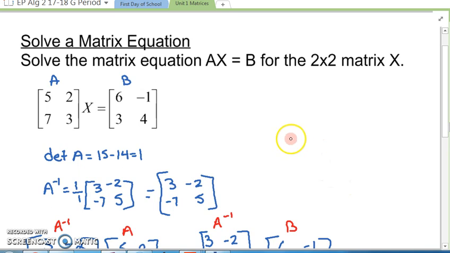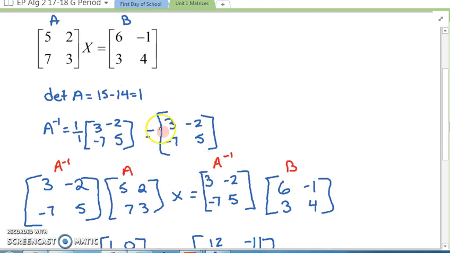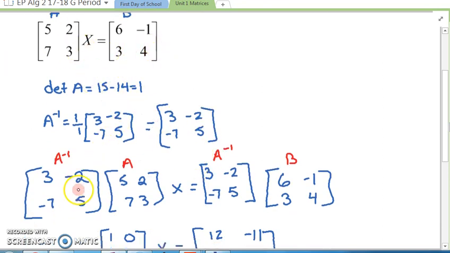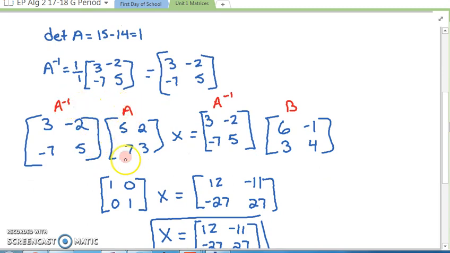Let's look at how the answer comes out. So again, matrix A, the determinant. We're trying to find the inverse, but the determinant is 1, and we do our switch and negate. And so here A inverse is 3, negative 2, negative 7, 5. When we multiply both sides by A inverse, we end up with this equation. Then again, A inverse times A should give us the identity matrix times X. Over here we're just doing matrix multiplication of a 2 by 2, and here's the answer you should get there.